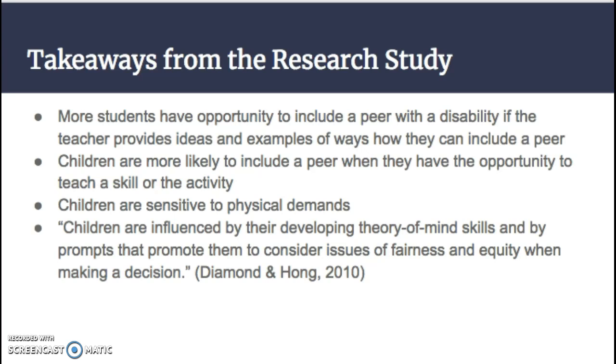My takeaways from the research study were that more students have the opportunity to include a peer with a disability if the teacher provides ideas and examples of how they can include a peer. Children are more likely to include a peer when they have the opportunity to teach a skill or the activity. Children are sensitive to physical demands. Children are influenced by their developing theory of mind skills and by prompts that promote them to consider issues of fairness and equity when making a decision.